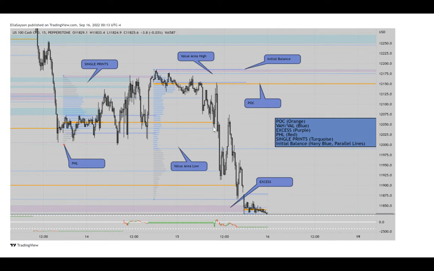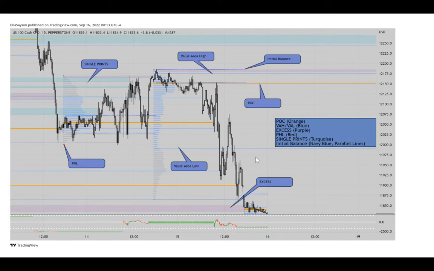And I just want you guys to pay attention to the previous days that happen, and pay attention to, all right, where is my POC? Where are the value area highs if there are any previous days? And the biggest things you need to pay attention to are, where are my excess? Where's my PHL? And where are my single prints? Those are the primary levels, areas that you really want to pay attention to.